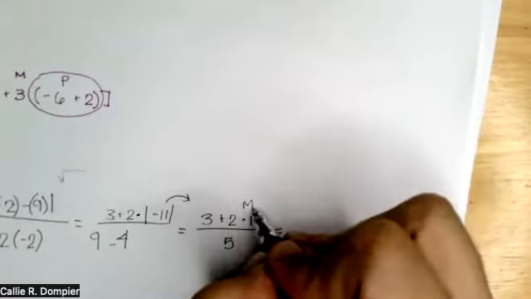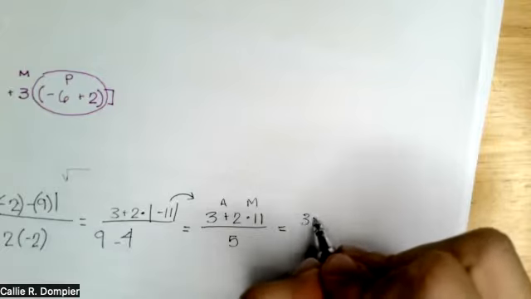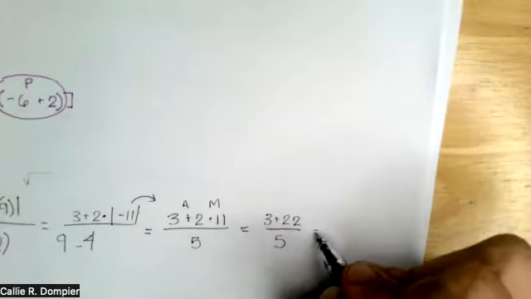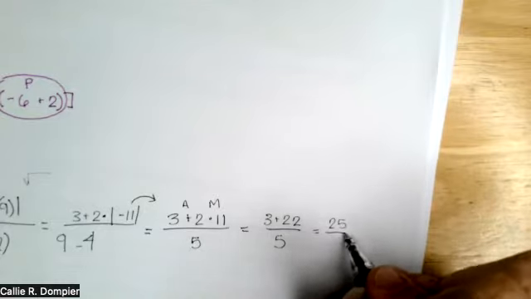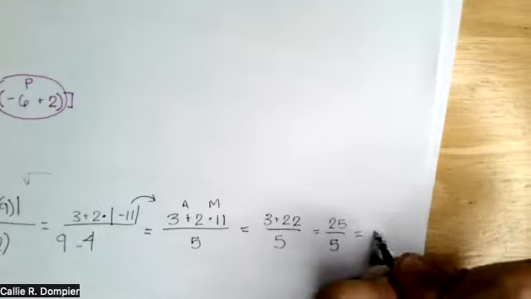Here I have multiply and I have add. So I need to multiply before I add. So that becomes 3 plus 22 over 5. 22 plus 3 is 25 over 5, which is 25 divided by 5, which is 5.